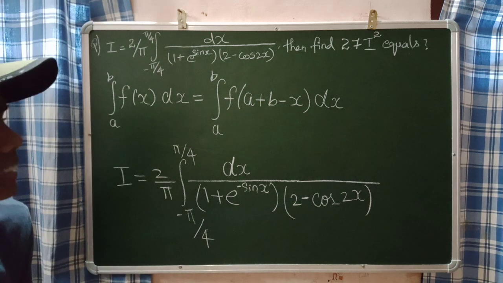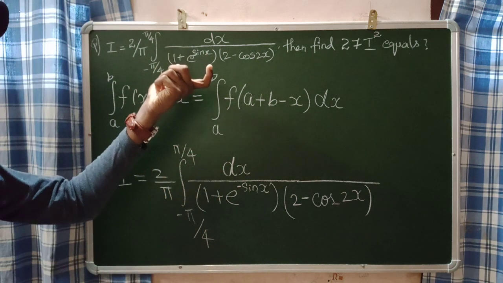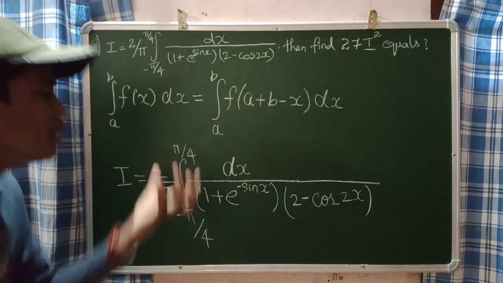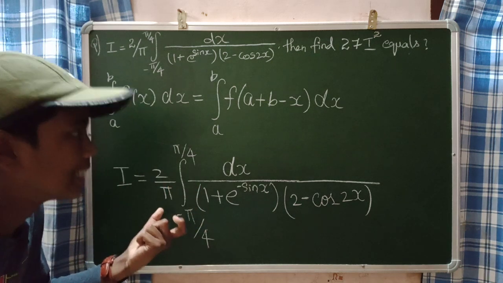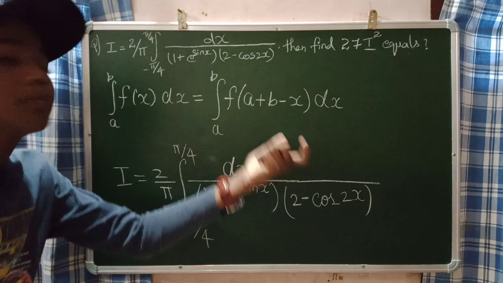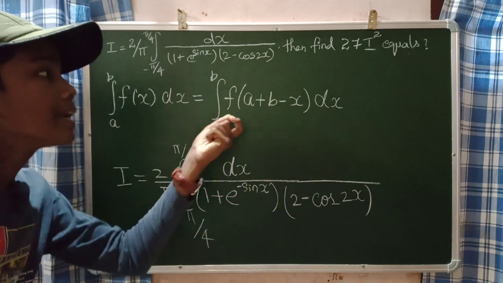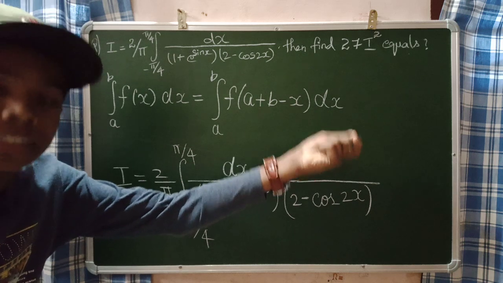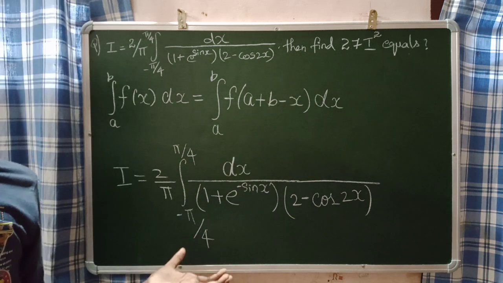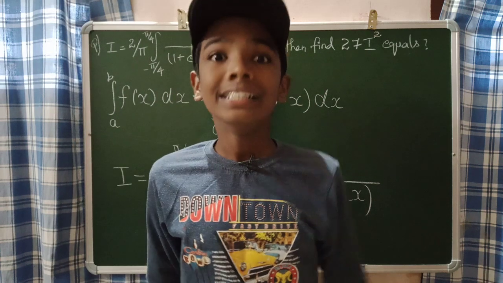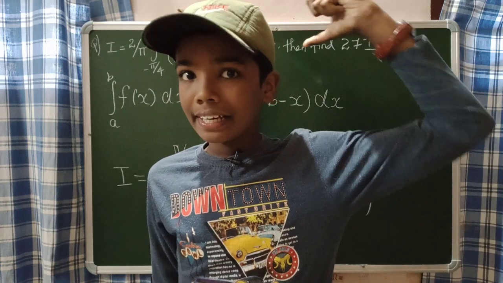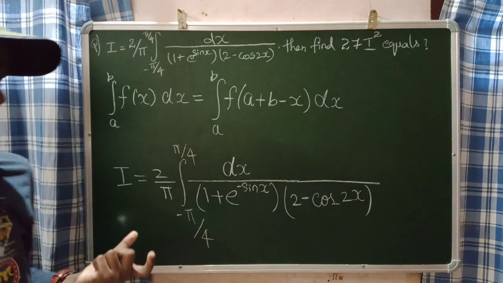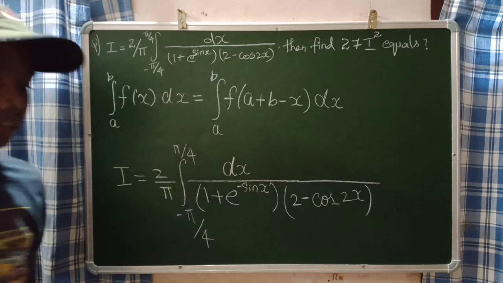So what I did is, I converted this integral and wrote this I with the same limits and the same constant, but I used f of (a plus b minus x), which is the King's rule. That is f of (minus pi by 4 plus pi by 4 minus x), which is f of (0 minus x), which is f of minus x. To get f of minus x, I just put x as minus x in the integral, and this is what you will be getting.